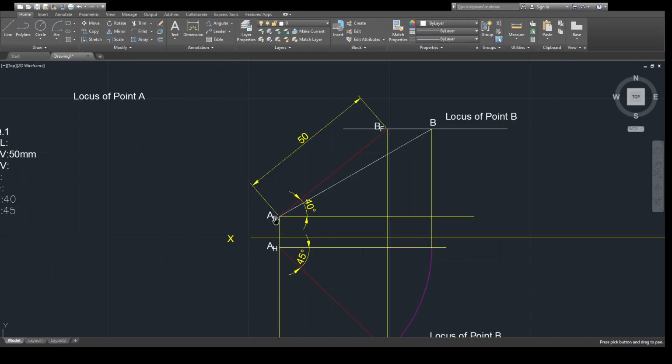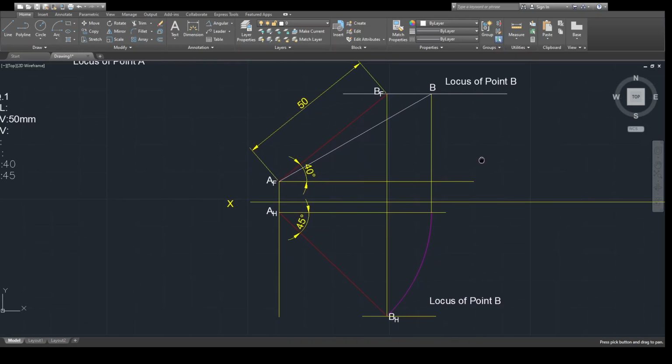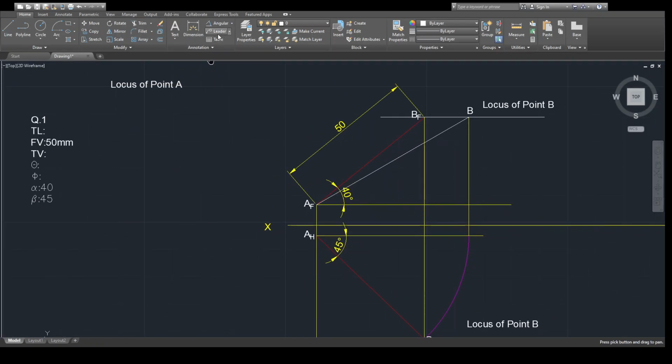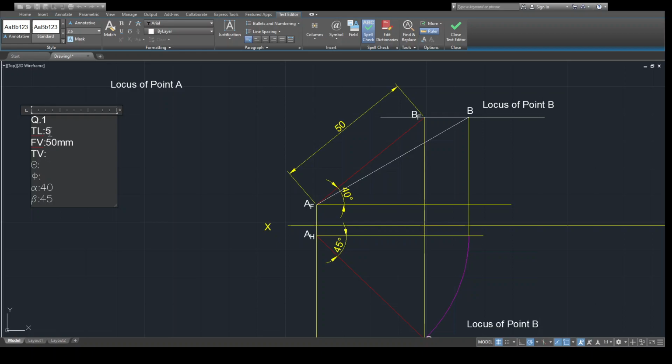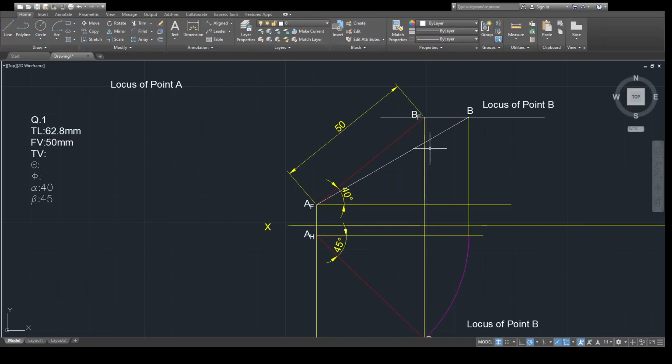Now from point AF draw a line up to this intersection point B, and AFB is nothing but the true length. So you can find out its dimension, but do not show it in the drawing. How to find out? You just find out by using your regular scale, that is 62.88. I will write here: 63 or 62.88, like that. 62.8 mm, but do not show in the drawing.